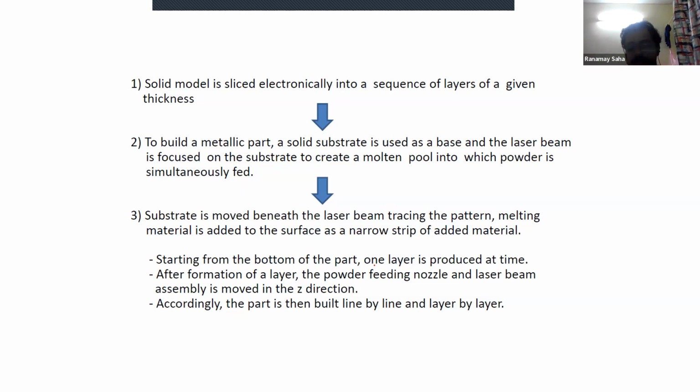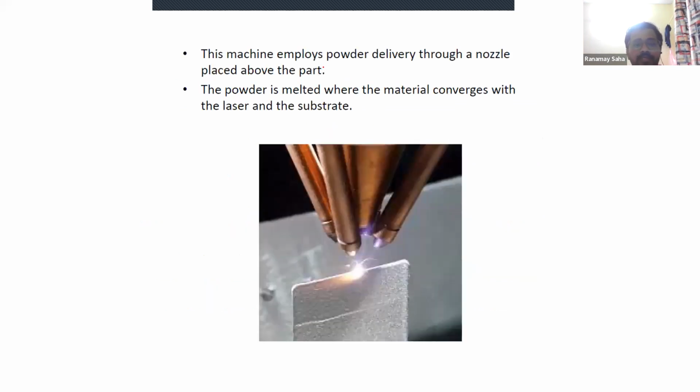So starting from the bottom of the part, one layer is being produced at a time, and after formation of a layer, the powder feeding nozzle and the laser beam assembly is then moved in the set direction. So that way, the second layer gets built, and the process of layer by layer deposition gets completed to give you the final part. So the machine actually employs powder delivery through a nozzle placed above the part, and the powder is melted where the material converges with the laser and the substrate. And so there is no pre-spreading of powder over the bed. Okay.